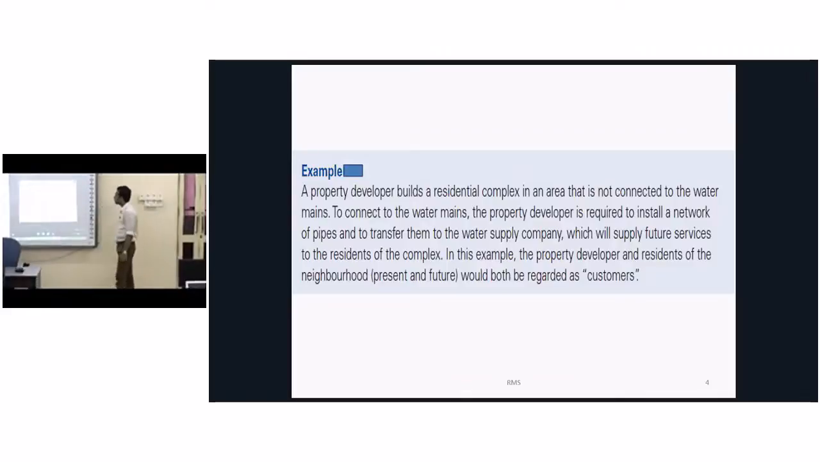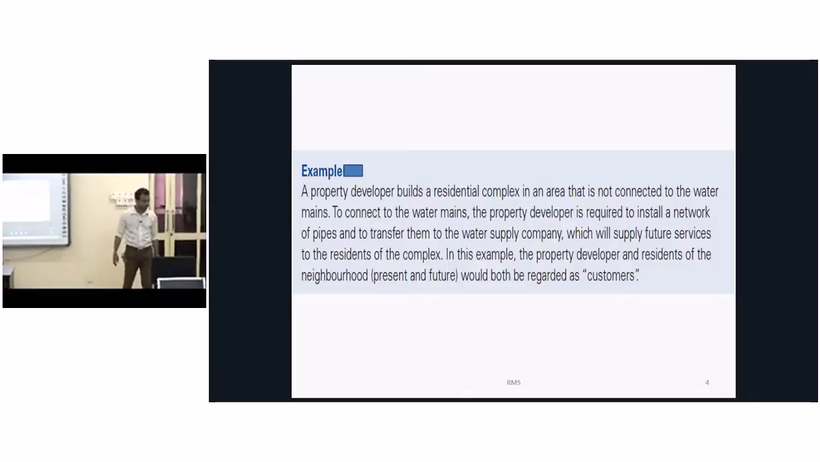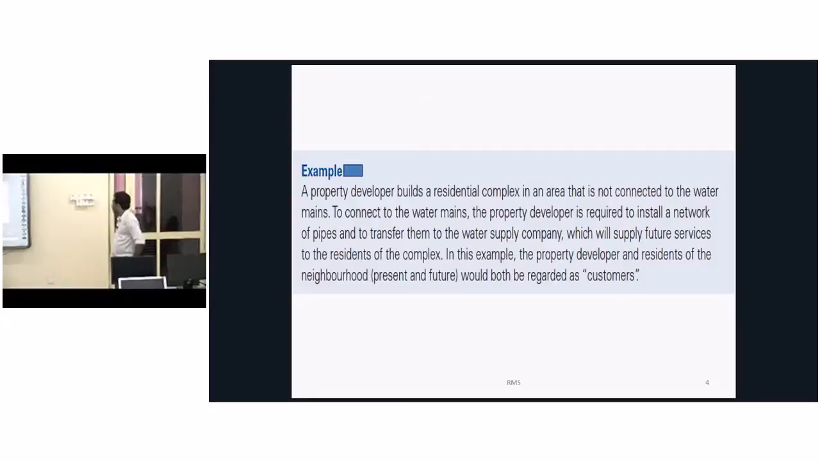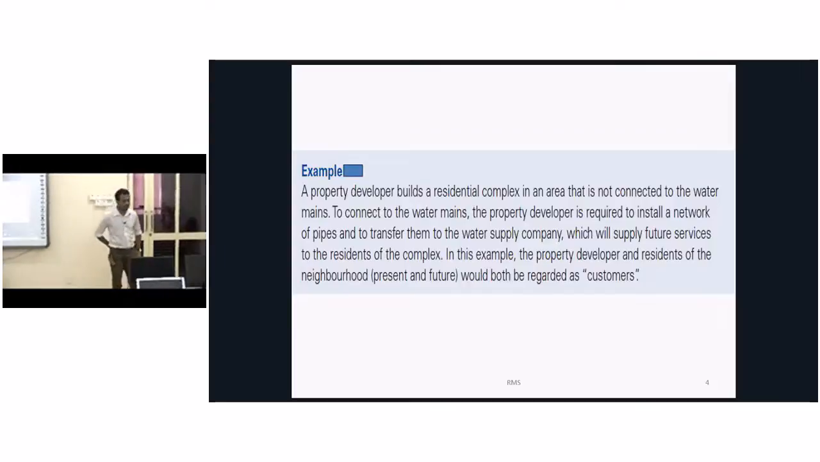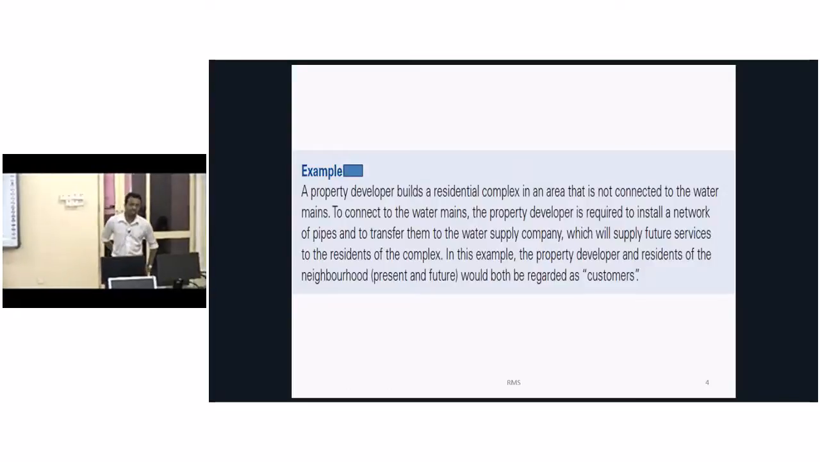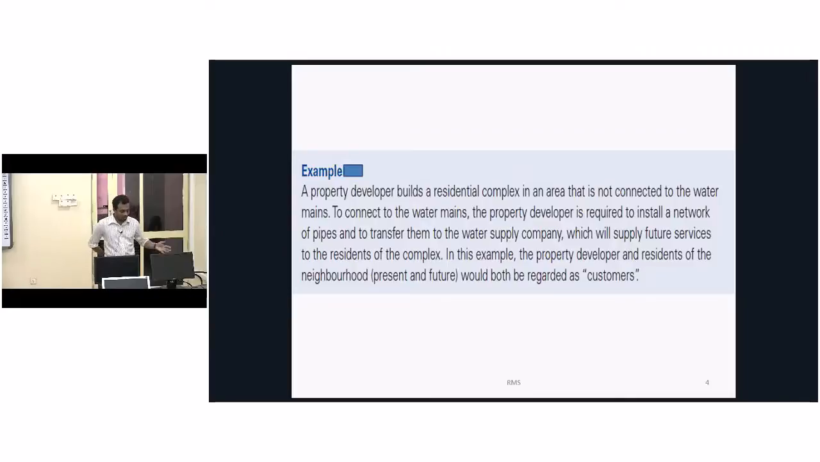Look at this example. A property developer, a construction company, builds a residential complex in an area that is not connected to the water mains. To connect the water mains, the property developer is required to install a network. It happens now. Let's say if you are going to start a land sale, mostly water is not available. Then you have to lay down all what are called pipelines, and it is on account of the property developer. And after laying down all these pipelines, the water board will provide the water connection. Finally, these pipelines and everything belong to whom? Belongs to the water board. Right? So that kind of story here.